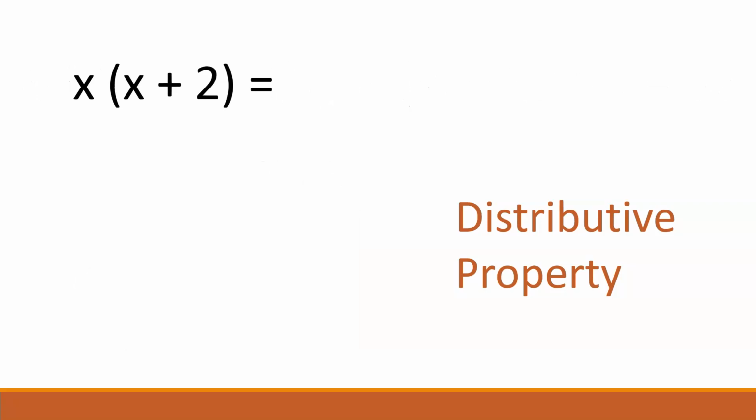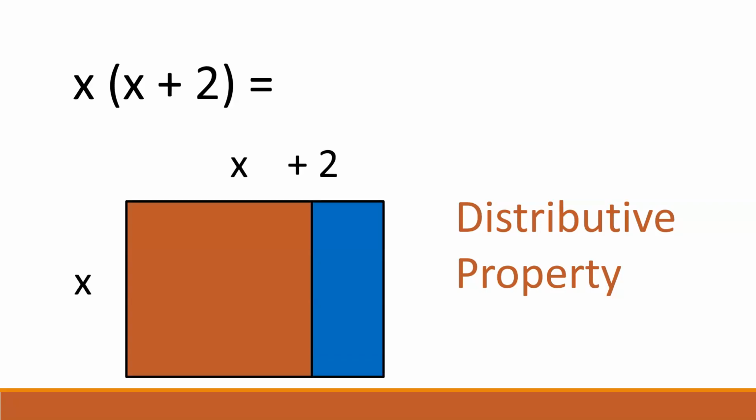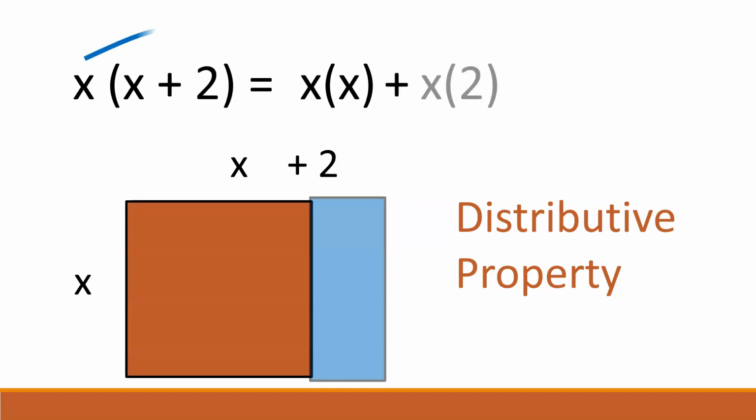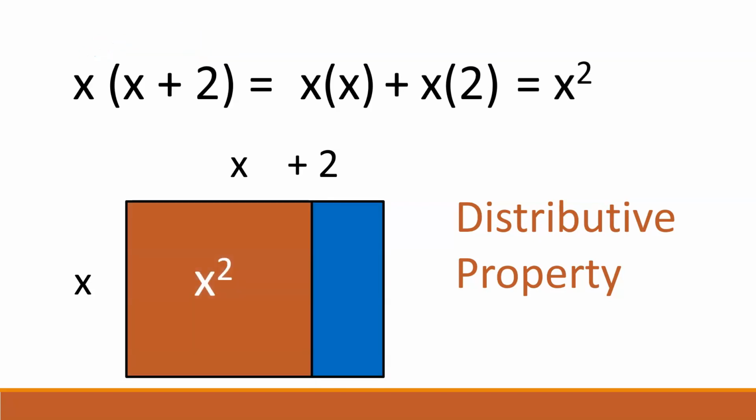Even if one or both of our factors contain variables, we can still use the distributive property to do the multiplication. In terms of the model, we would have a rectangle that measures x on one side and x plus 2 on the other side. To find the area of the rectangles, we would multiply x times x, and then x times 2. So we'd combine those two areas of x squared and 2x to get the area of the entire rectangle, which is the result of the multiplication.